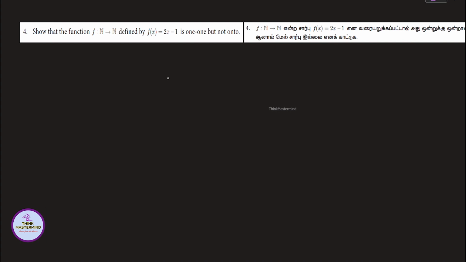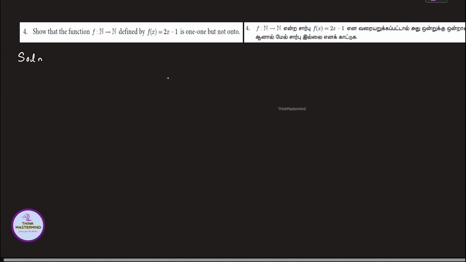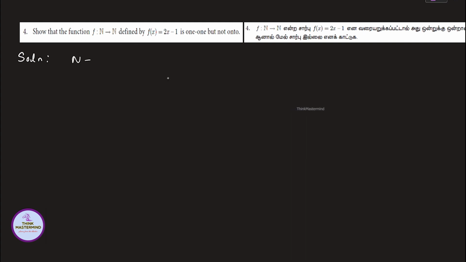Fourth problem in exercise 1.4. Here they have given: show that f defined from natural numbers N to N by f of x equals 2x minus 1 is 1 to 1 but not onto. So N is the set of all natural numbers, that is 1, 2, 3, etc. So we have to prove f is 1 to 1 but is not onto.